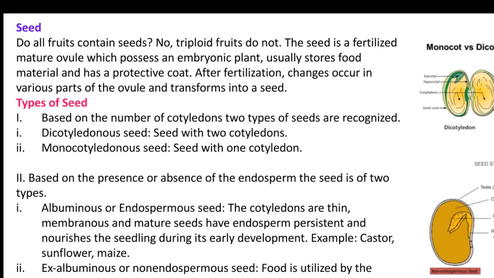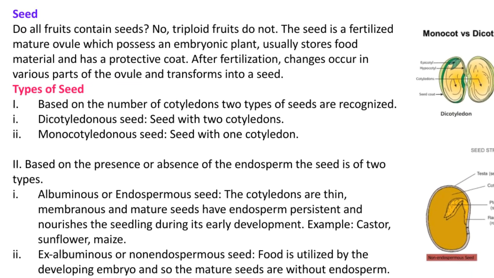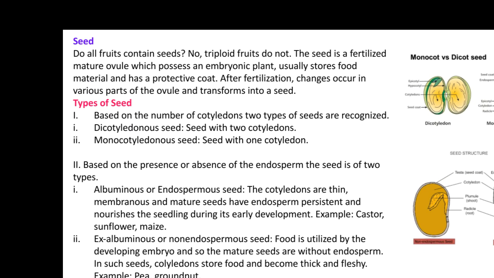monocotyledon. The next classification is based on the presence or absence of endosperm. Endosperm is nothing but a nutritive tissue. The endosperm is derived as a result of the double fertilization process. In case of angiosperms, double fertilization takes place. That is, one sperm fuses with the egg, resulting in the formation of a zygote, and the second sperm fuses with the secondary nucleus, resulting in the formation of the endosperm, which is the nutritive tissue.